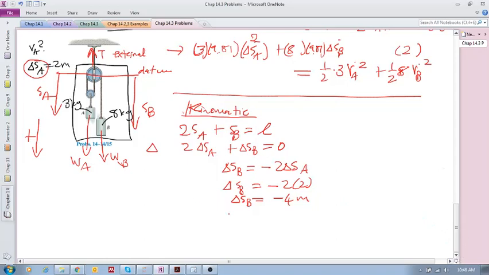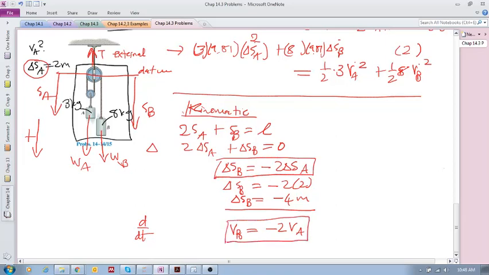So now we've got this. Also, in exactly the same way, if we do a d/dt, we will have exactly the same relationship: VB is minus 2 VA. It's exactly the same as this, we're just taking it with respect to time. So now, if I come back to this equation, I can plug in all my unknowns.